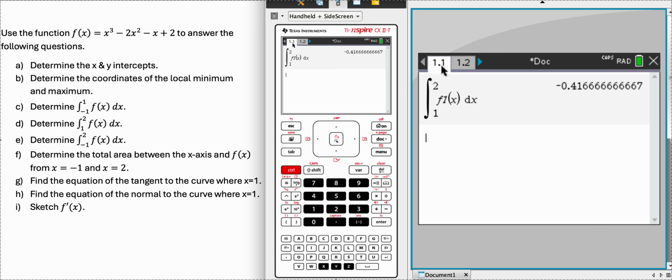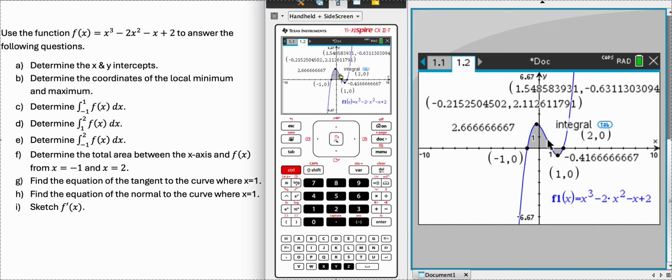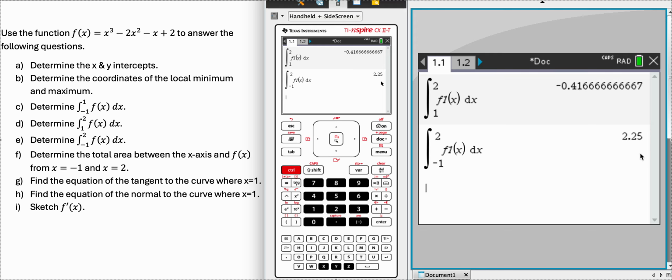Okay, now let's say if we wanted the whole thing, let's go up and go from -1 to 2. Okay, and you can see it's 2.25. So why? Because the area above here is positive and this is negative, so when you add them together, because one is negative, it becomes 2.25.